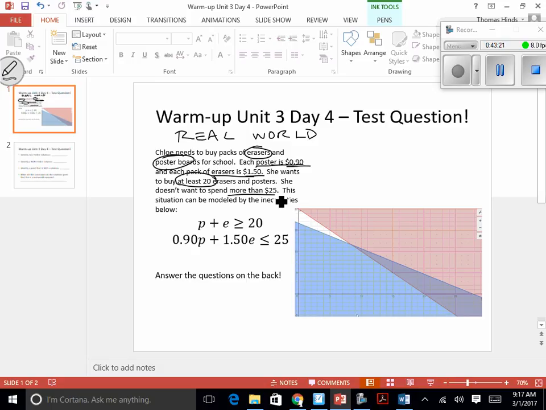The question here says, this situation can be modeled. Please double underline model. It's like a whole new thing nowadays, where they give you a paragraph and then say, we're going to write that paragraph as a set of equations. The way they say that is, please model the real-life situation with equations. In other words, please write this thing as this thing. Here it comes. Answer the question on the back.